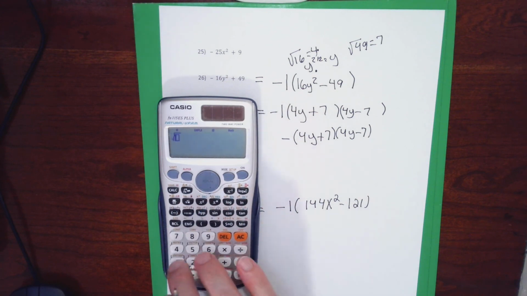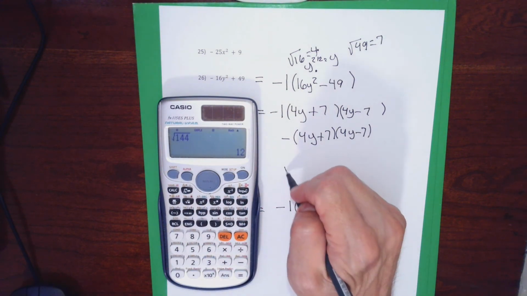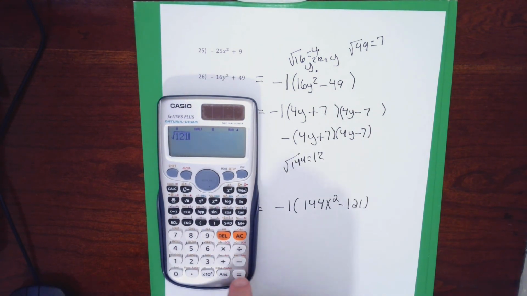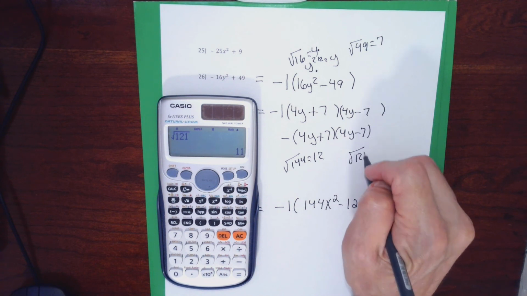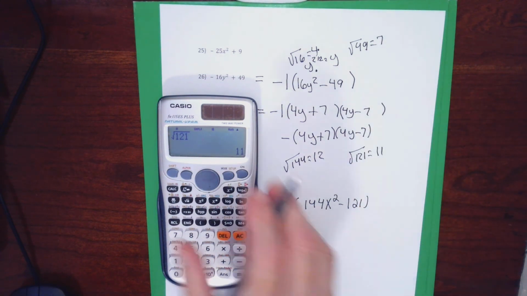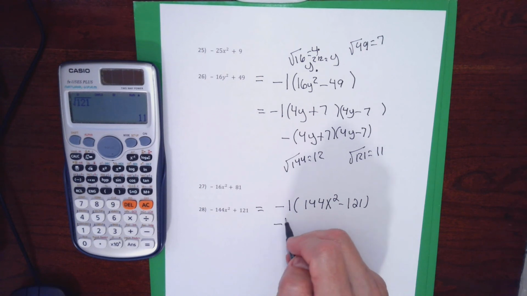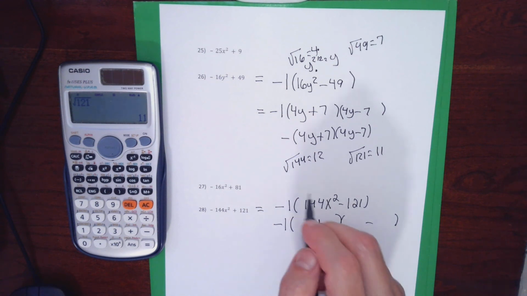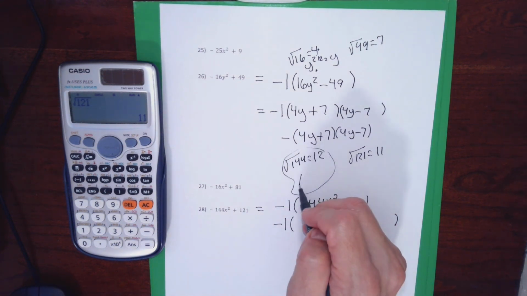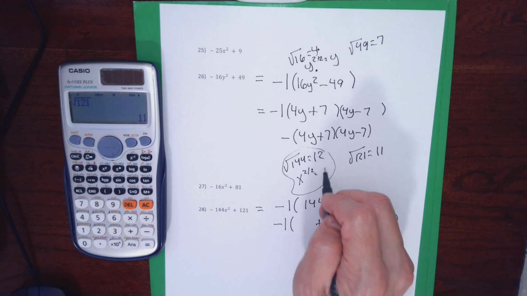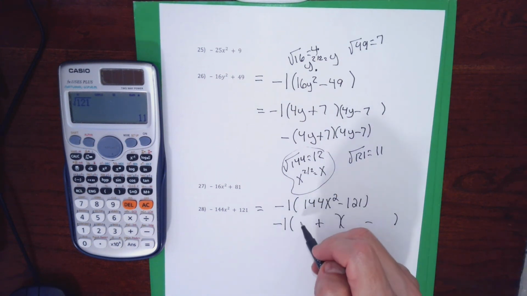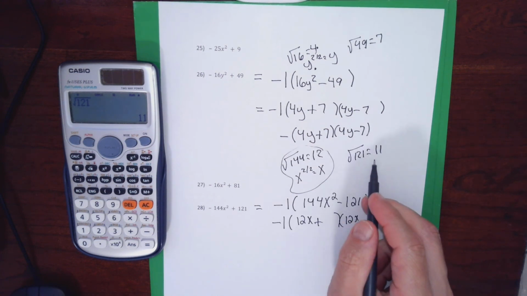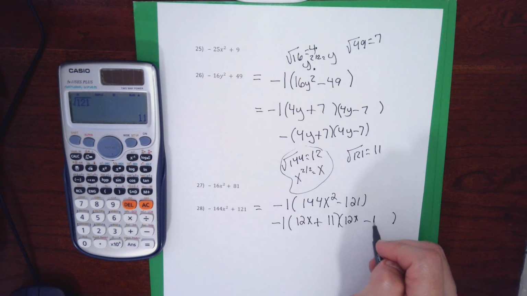Let me square root 144. That's good. Square root of 144 is 12. And let me square root 121. Also good. The numbers are perfect squares because their square roots are integers. So I'm going to break this into two parentheses, one with a plus sign, the other with a minus sign. The first positions get a 12 and an x because you square root the 144 and divide the exponent of the x by 2. The last position, you get the 11 from square rooting the 121.